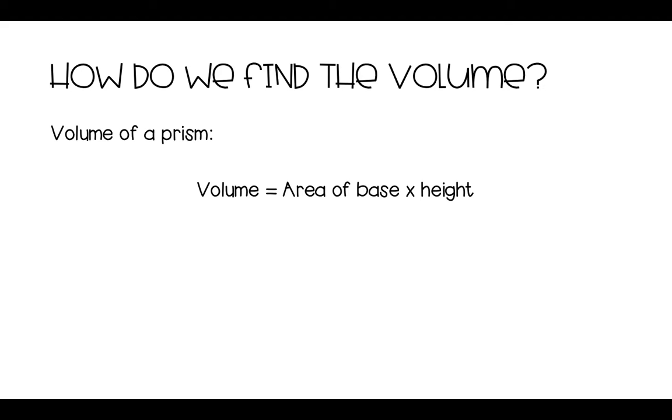To find the volume of a prism, you take the area of one of the sides and multiply it by the height. Another way we say it is V equals A times H, or V equals AH. This means exactly the same thing. This means area of the base times height.